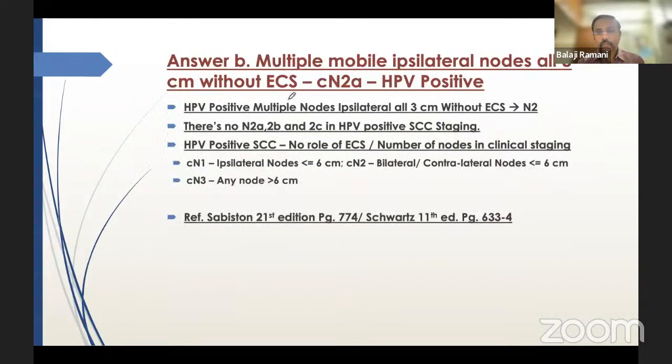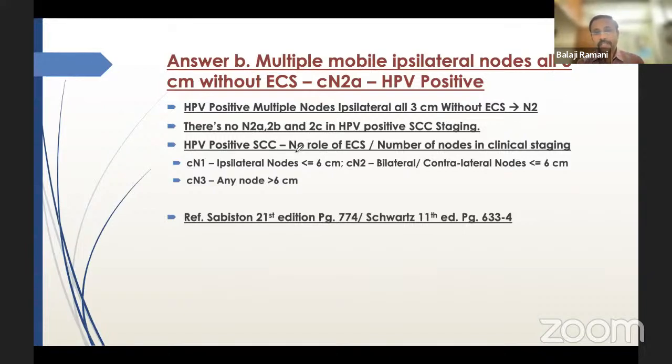So HPV positive nodes, multiple nodes, ipsilateral will be, it is not N2, it is actually N1. Sorry, I marked it wrongly here. Kindly correct it. So multiple nodes or single node, whatever it is, if it is an ipsilateral node, it is going to be N1. Kindly change it. And in HPV, there is going to be no N2A, B, C and all. There is going to be only an N2.